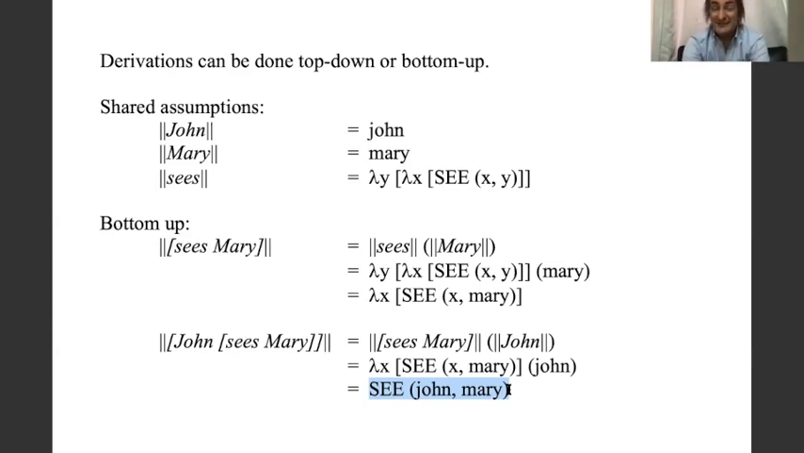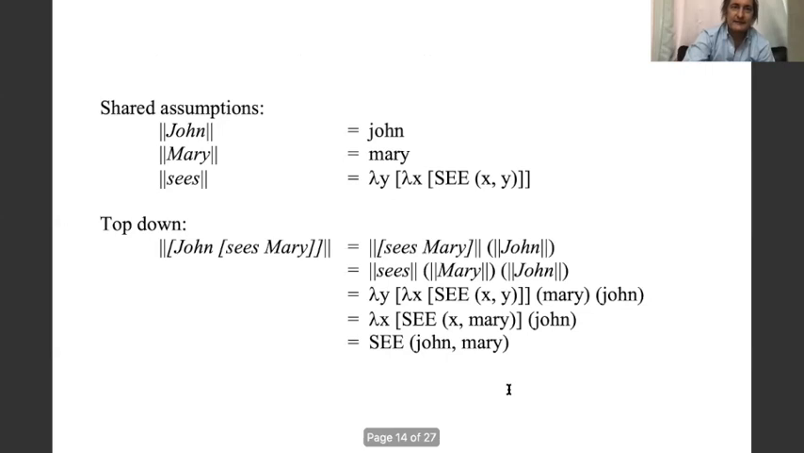So next we're going to do basically the same thing, but this time we're going to start at the top of the tree. We're going to start with John sees Mary. So the sentence John sees Mary has two pieces. It has John as its first piece, and it has sees Mary as its second piece. One has to be the function, the other has to be the argument, and you have to guess. But since you know that John is going to be an individual, it's not a function, we can guess that sees Mary is the function. So we say this is going to be sees Mary applied to the translation of John.